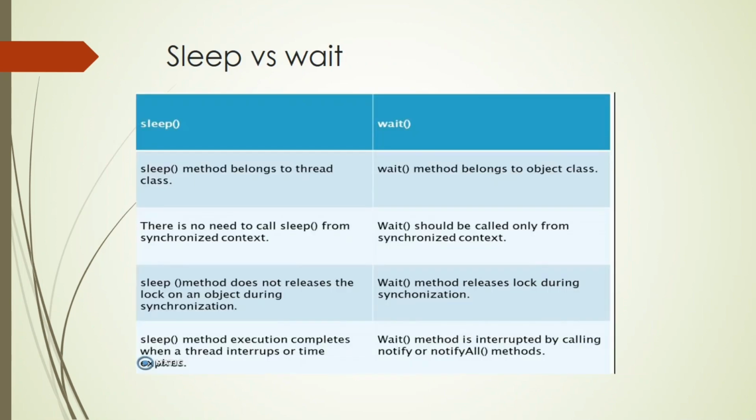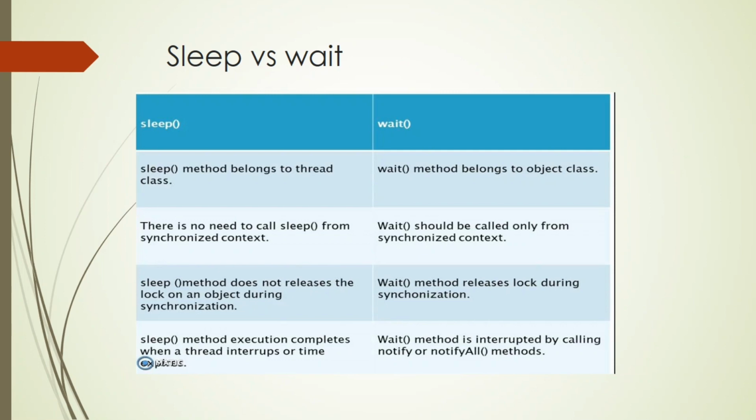The next important question is, what is the difference between sleep and wait? These are two differences in a column. Sleep is from the Thread class. We write Thread.sleep and provide some time in milliseconds. Till that time your program will be halted, paused for some time. Wait will release the lock automatically at the same time and go into the waiting state, so other threads can execute.